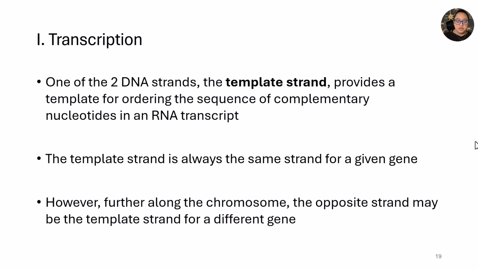So remember complementarity, like G and C always go together, C and G. So based on what nucleotides there are is what is going to be put on the RNA version. And the template strand is always going to be the same strand for a given gene because that recipe is always going to be the same, right? But it's super interesting and complex that further along the chromosome, the opposite strand might actually be the template strand for a different gene. It makes it more complex for us to learn about, but it's really interesting and efficient.